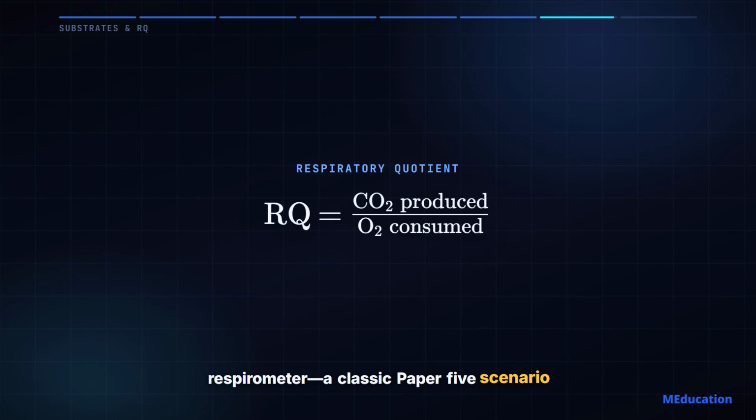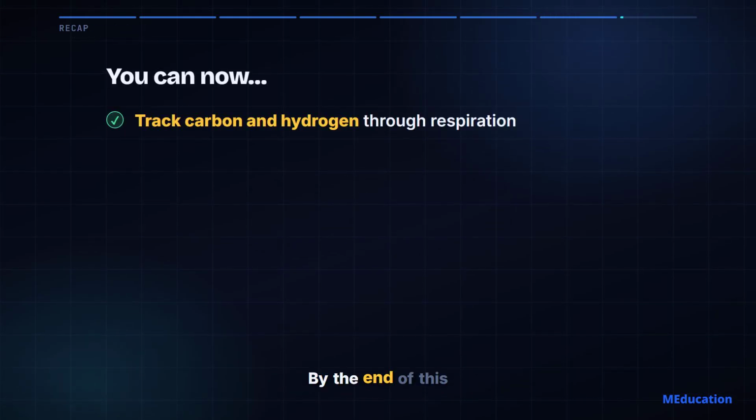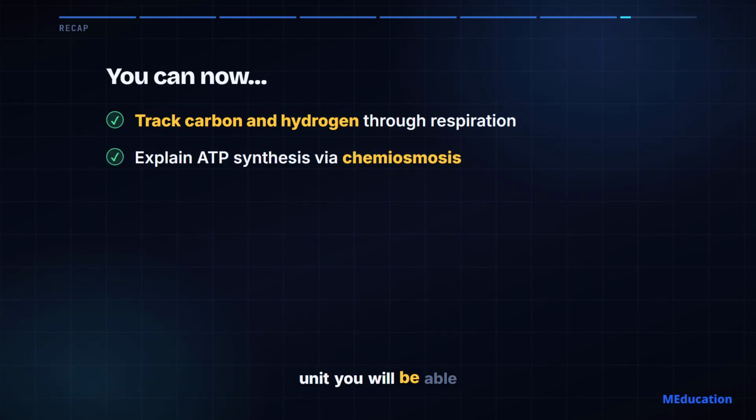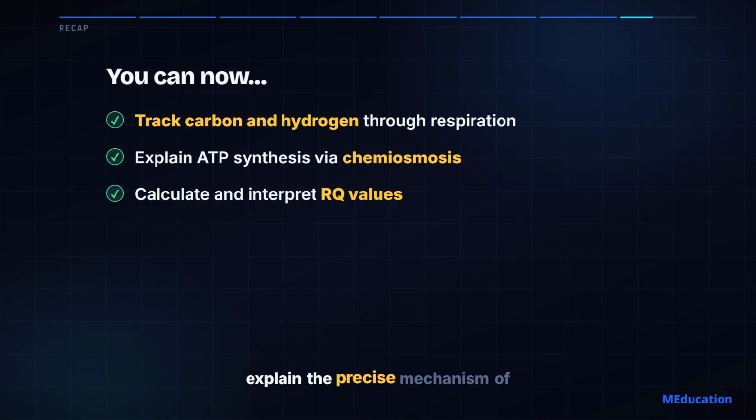By the end of this unit, you will be able to track carbon and hydrogen through the 4 stages of aerobic respiration, explain the precise mechanism of chemiosmosis, and calculate RQ values from experimental data. Let's get started with our first topic, energy and ATP.